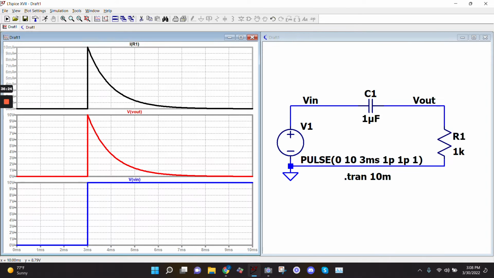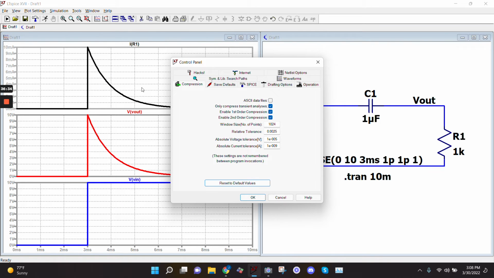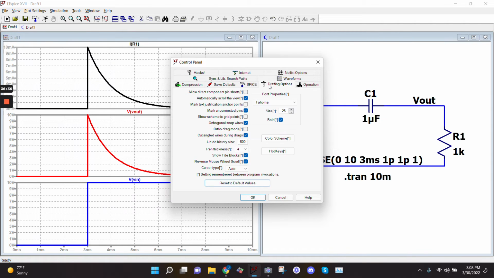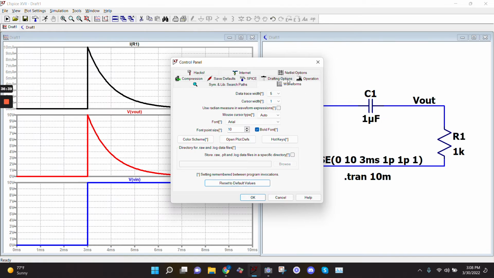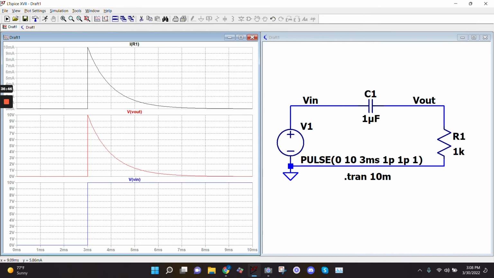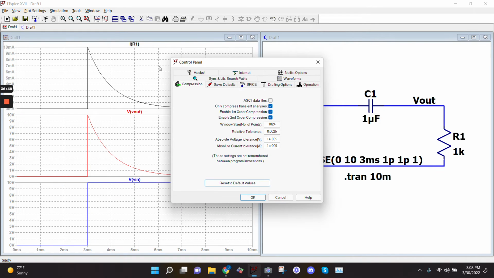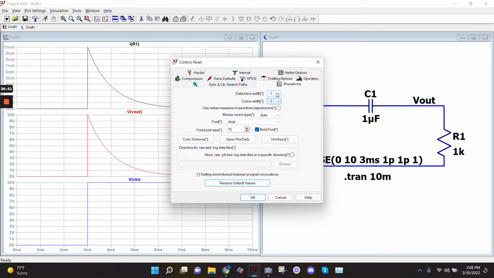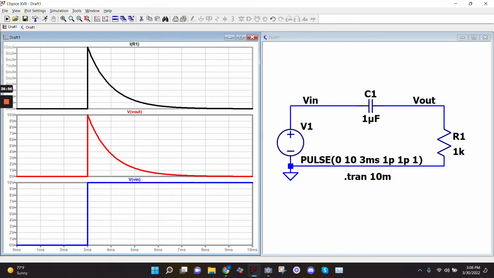How do you get the line thick? Mine are thin in the tool. If you go to the control panel, and then drafting options, it's under waveforms. You can get data trace width, so you can make it as thick or as thin as you want. If I do 1, it gets really thin and it's really hard to see, so I think I leave it on 5. So that's how that's done.